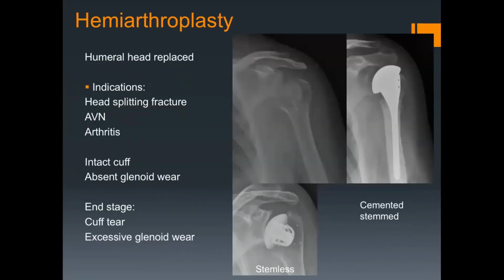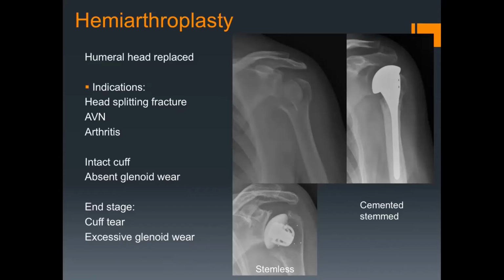Thank you. Okay, so moving on. So hemiarthroplasty. This is where you replace the humeral side of the joint with a prosthesis. And the indications are really for humeral-sided pathology. As we've already mentioned, comminuted intra-articular fractures splitting the head, which are likely to progress to AVN, and also humeral-sided arthritis. In these situations, it's preferable that you have an intact rotator cuff and relative absence of glenoid wear.